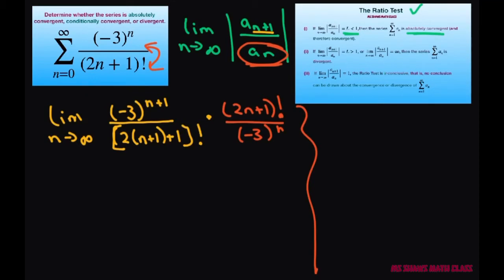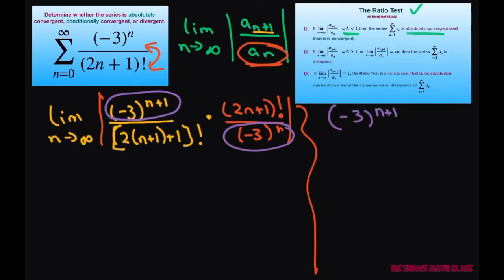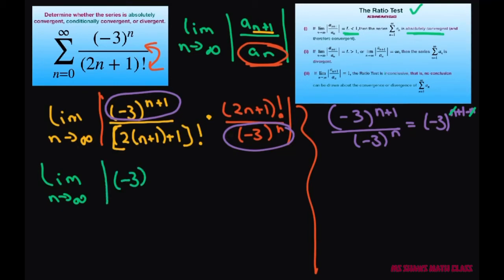Now, as a side note, and this is absolute value, let's do a little bit of simplifying. Let's look at these two right here. If you have negative 3 to the n plus 1 power divided by negative 3 to the power of n, this is the same as negative 3 to the power of n plus 1 minus n, using your quotient property for exponents. So the n's cancel. So we're going to have the limit as n approaches infinity of the absolute value of negative 3 for these two parts.